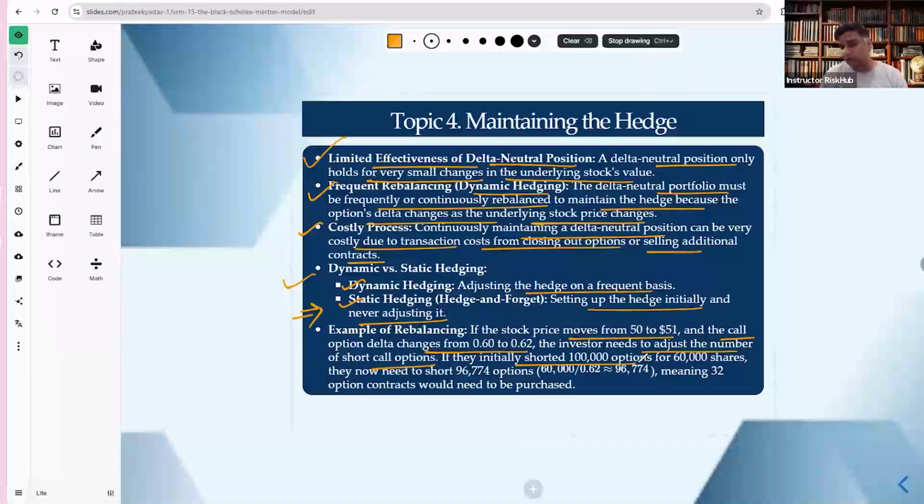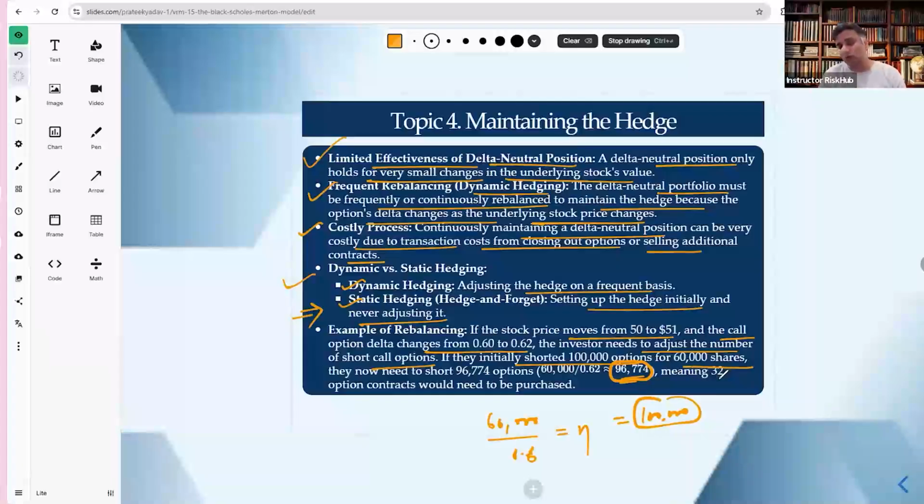If they initially shorted 100,000 options for 60,000 shares, right now they have to change it. Earlier we did 60,000 by 0.6, and that gave me N. So N I found out to be 100,000, right? Now what is happening is that my 0.6 has changed. So 60,000 by 0.62 is 96,774. So my new requirement is 96,774. The old position was 100,000, so I have to change it, right?